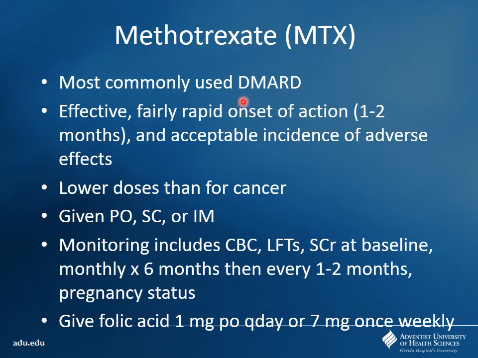Again, this is the most commonly used DMARD for rheumatoid arthritis and a lot of other conditions as well. You should be able to see some effect within 1 to 2 months or so. And for the most part, since we're using lower doses, it's going to be pretty well tolerated for most patients. Now, there's a couple different ways you can do it. You can use it PO, which is probably the most common, but some people will have it administered every week or every few weeks, either subcutaneously or intramuscularly. So there are some options there.